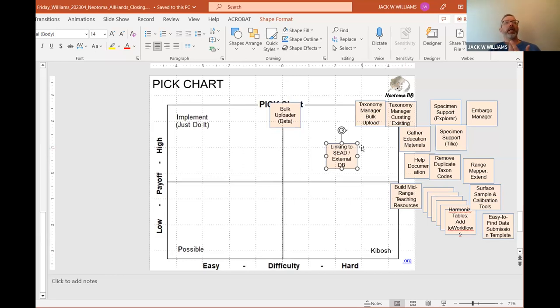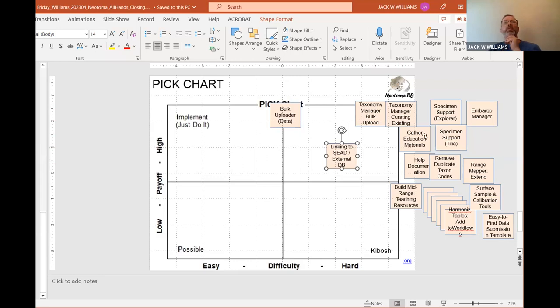And again, I've moved it down a little bit on the payoff side, just because, is it mission central for Neotoma to link to external resources and other databases? It's useful if people would benefit from it, but I'm not sure it's as mission central as the things that are kind of at the top tier up here. Yeah, that's fair enough. People can download the data through the separate APIs and then merge it in their own way. Right.